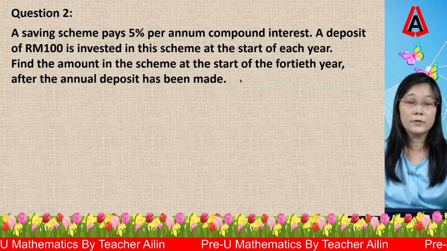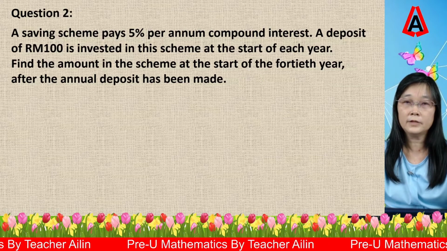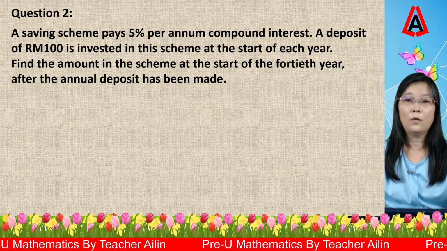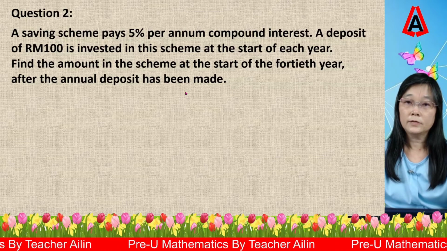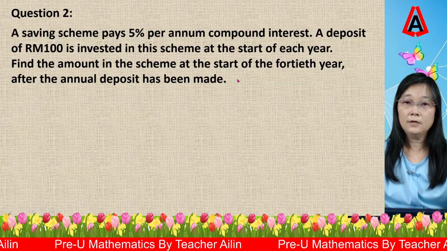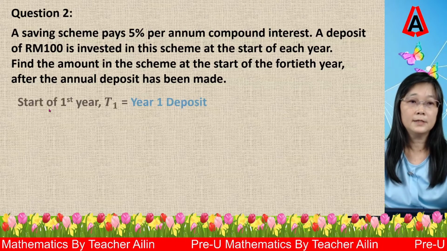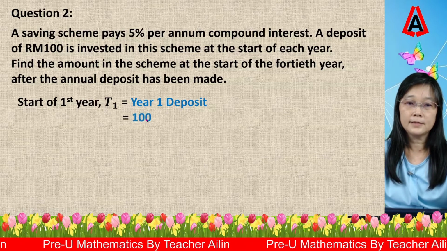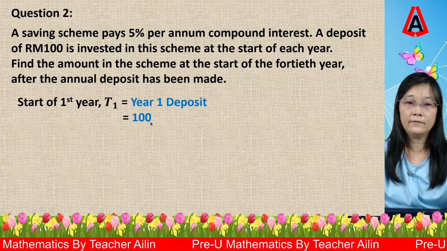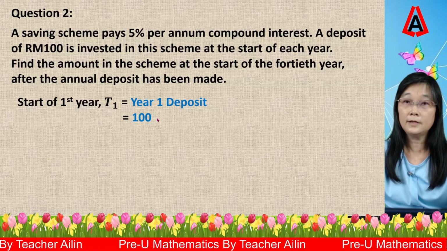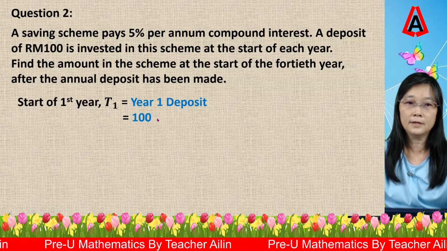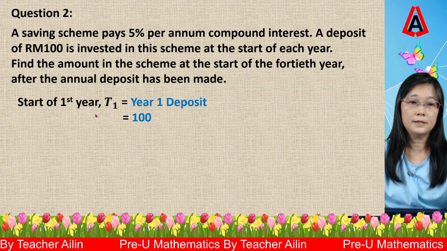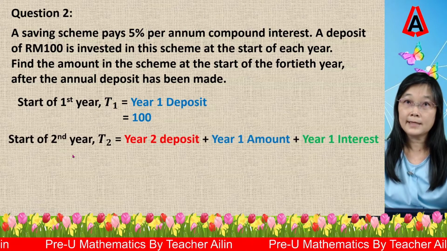So when answering the question, we have to read very carefully in the question whether the time given is at the end of the year or at the beginning of the year. So in this question, it is at the beginning of the year. So for the first year, at the beginning of the first year, 100 ringgit is invested. This 100 ringgit invested will not be given any interest at the beginning of the year. The interest will be given after 1 year, that is at the beginning of the second year.